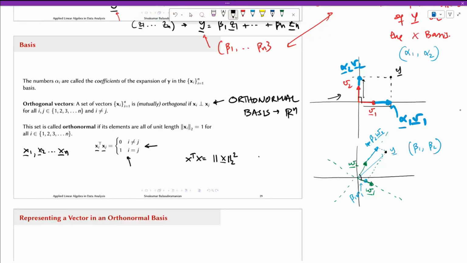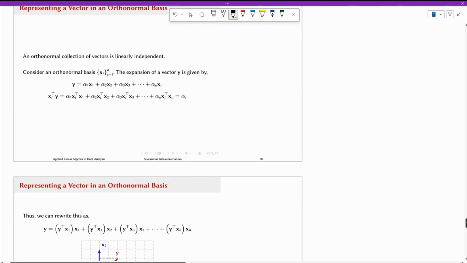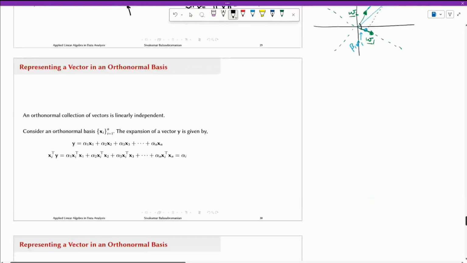Okay? The reason these are special is because of simplicity in the computation of the representation of a vector in a basis. Okay, for example, if I had a vector like this, these were two basis vectors, let's say V1 and V2.